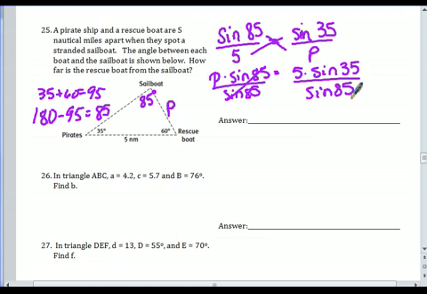Again, make sure your calculator is in degree mode. You can put all of this in your calculator, and the answer is 2.879 nautical miles.